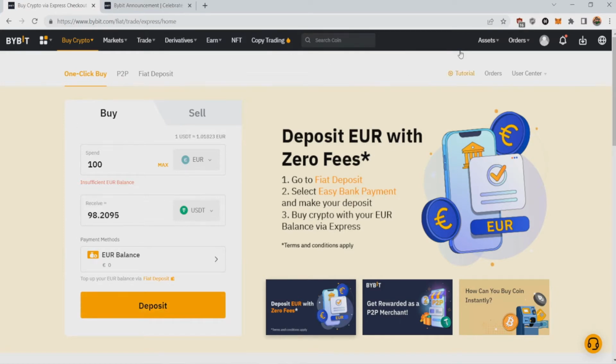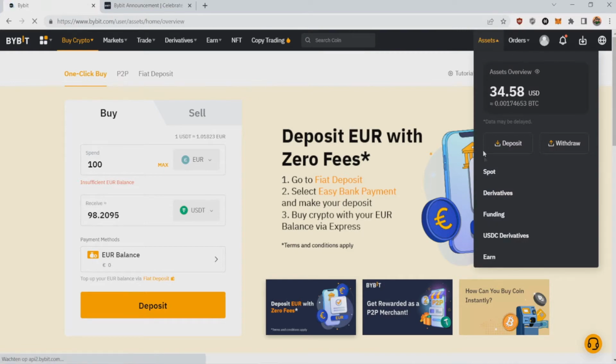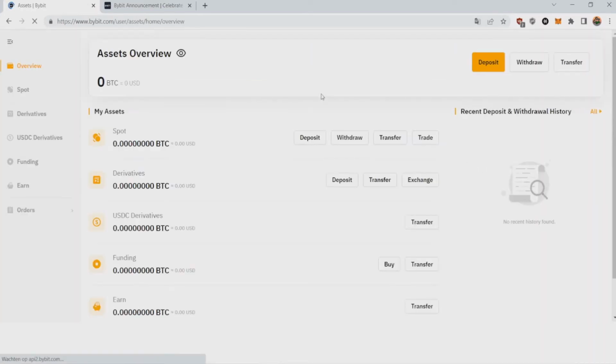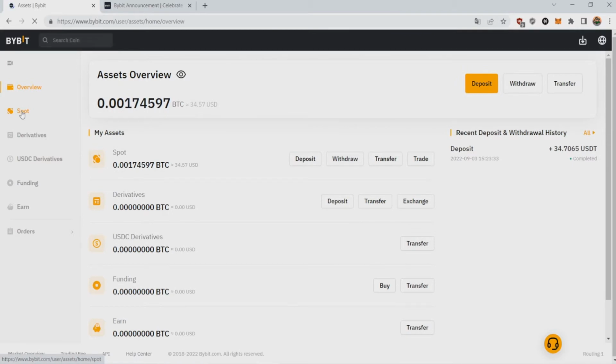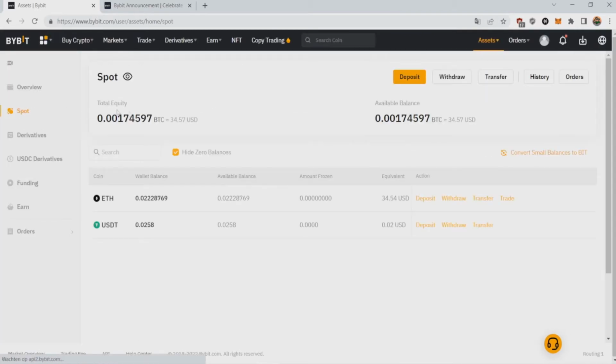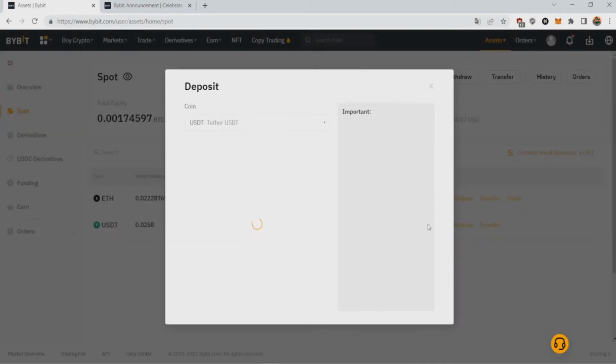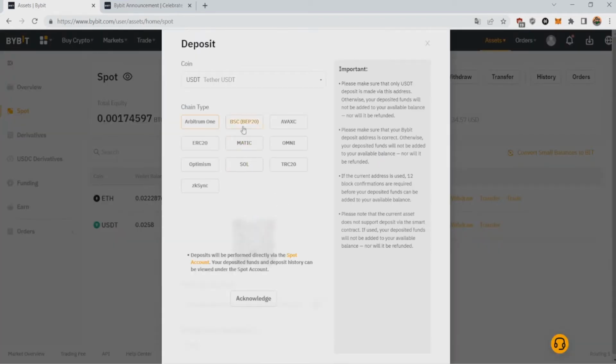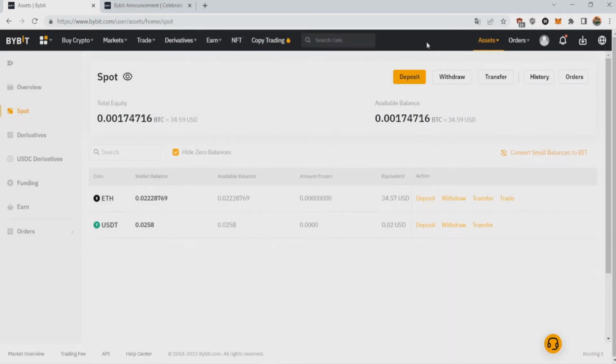The second way is to deposit crypto. So basically you go to your assets, and let's say we're going to go to our spot wallet. That's the easiest. And what I like to do always is deposit USDT. So you just click on deposit, and then I always select Binance Smart Chain because the fees are really low, and that's how I deposit, guys. So now you know how to deposit crypto and how to sign up.